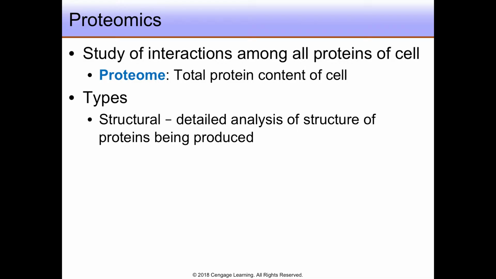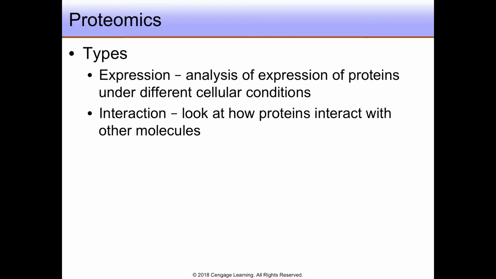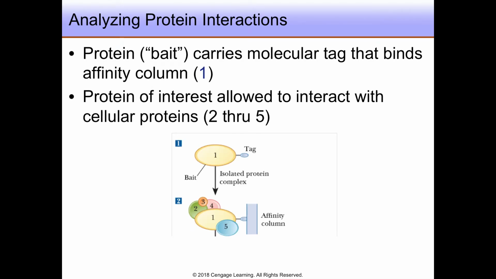We might approach this study in such a way as to determine the structure of the proteins produced under a given set of parameters. We might instead be interested in the total protein content of the cell, that is to say, which proteins are expressed under varied circumstances. Lastly, rather than total protein content, we might be more interested in specific protein interactions. Let's consider a method sometimes used in this last type of proteomics study.